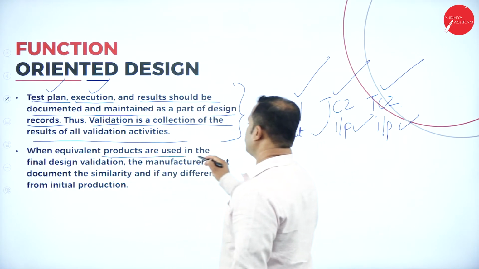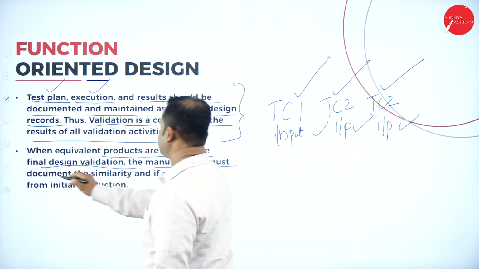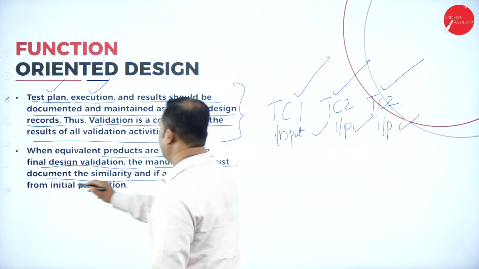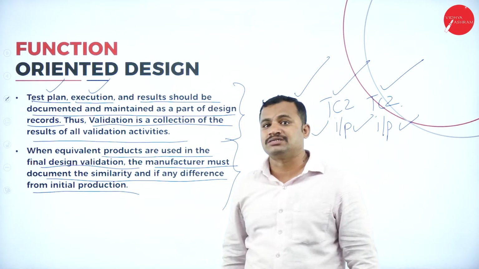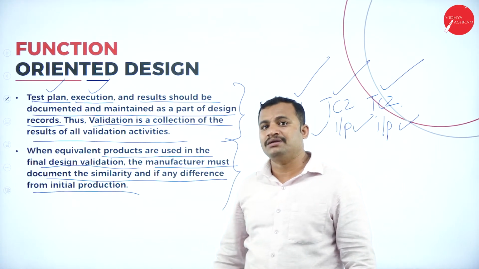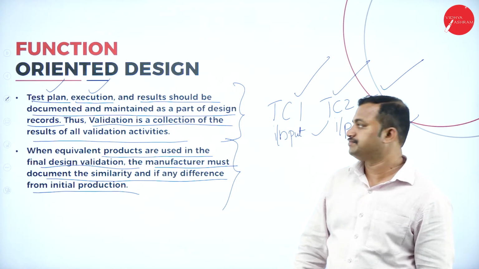When equivalent products are used in the final design validation, the manufacturer must document the similarity and any difference from initial production. That means after refining the system, the changes that have taken place in the final design process are going to be noted.